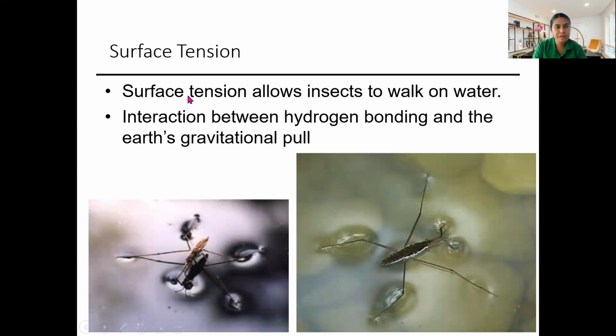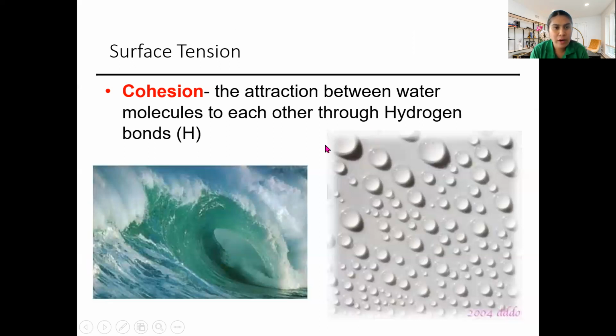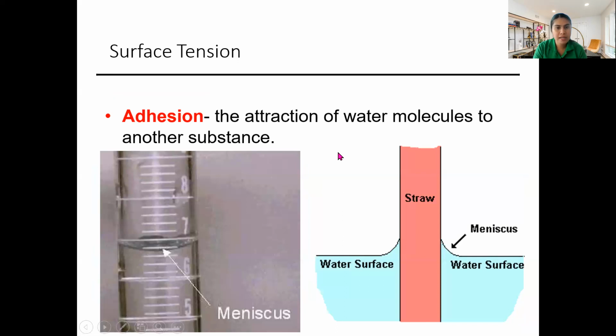Surface tension. Surface tension allows insects to walk on water. As you can see here, insects can walk on water, small insects. That is because of tension, the interaction between hydrogen bonding and the Earth's gravitational pull. And cohesion, the attraction between water molecules to each other through hydrogen bonds. So this is cohesion. Adhesion, the attraction of water molecules to another substance. Example here, straw. This is the water surface.